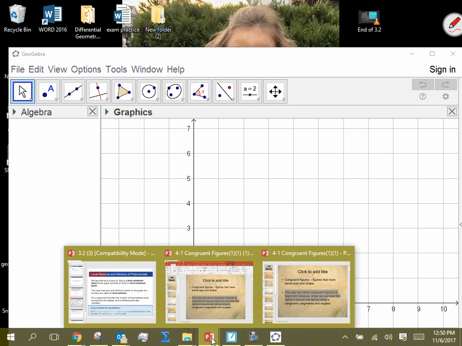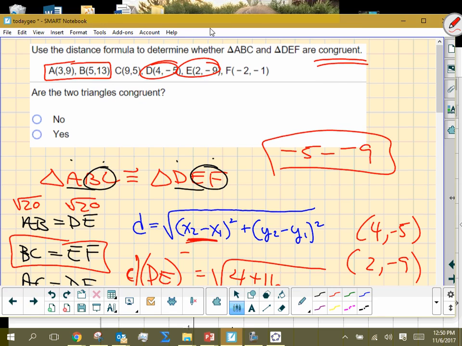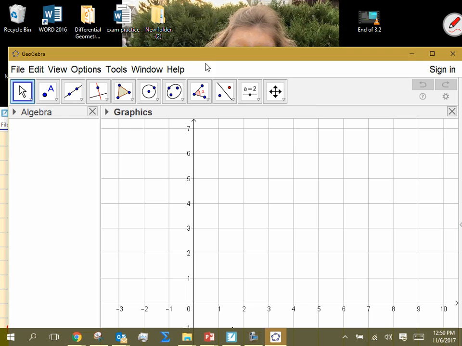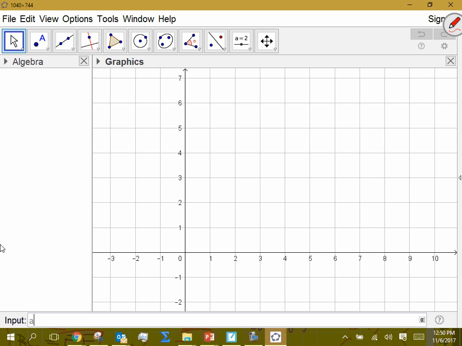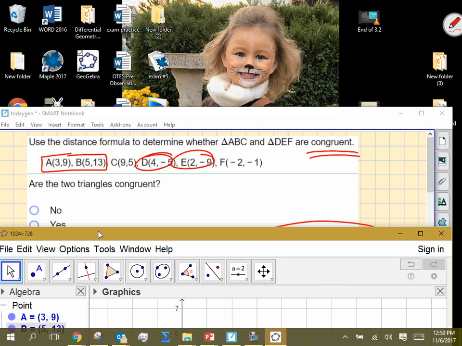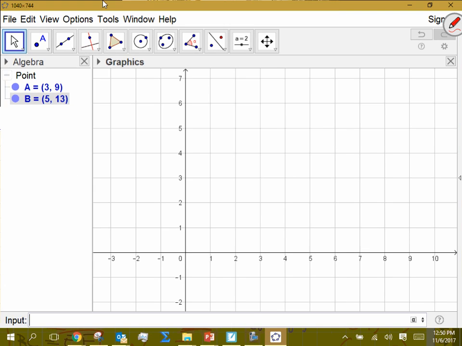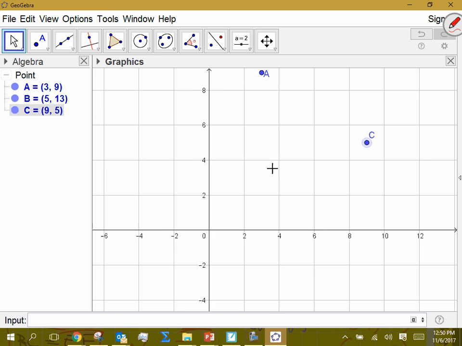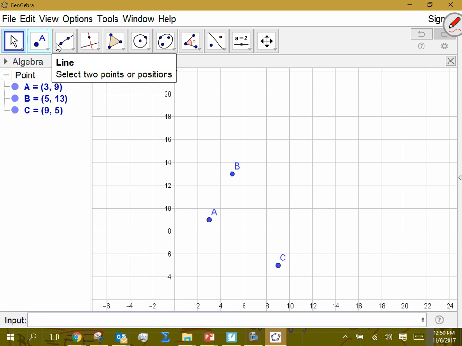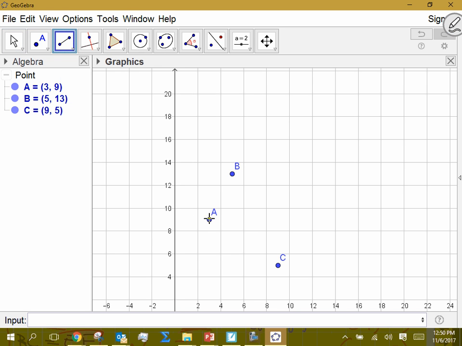Yeah, I'm just going to put in those ordered pairs. So 3, 9, and 5, 13. So A, let's go 3, 9. We'll go 5, 13. So it's A, B, C was 9, 5. So there's one triangle, right? ABC. So I'm going to just create those segments.